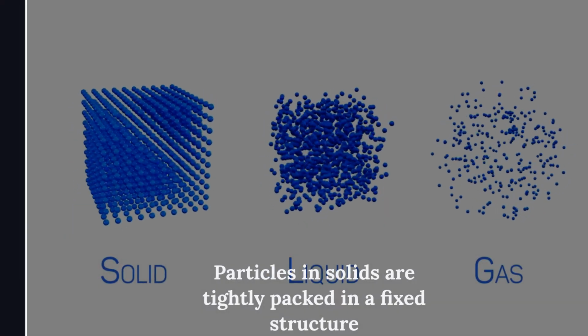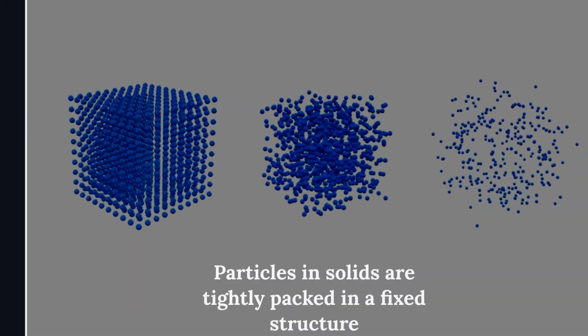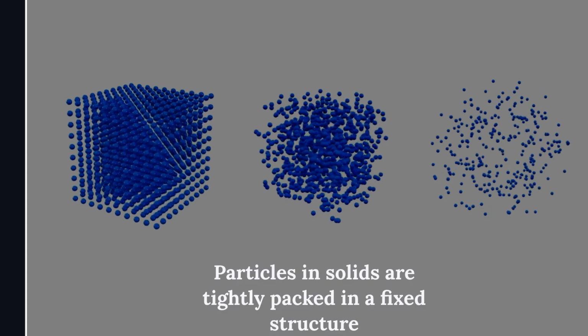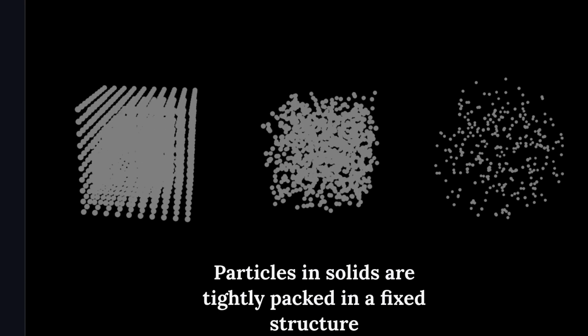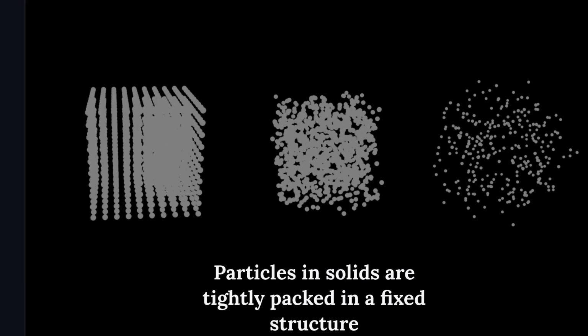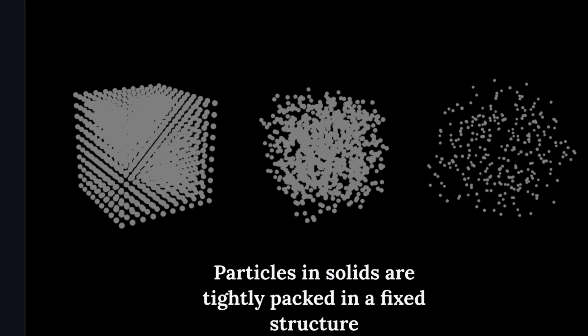In solids, particles are tightly packed in a fixed structure. They can vibrate, but not move freely. Strong forces of attraction keep them in place. This is why solids maintain a definite shape and volume. Their rigidity is due to this fixed particle arrangement.